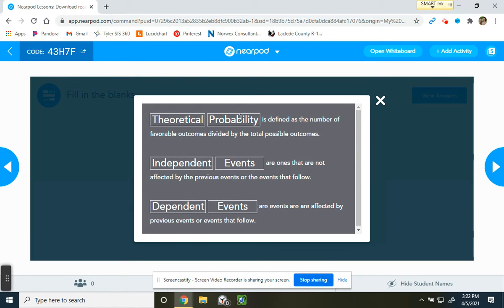Just a reminder, theoretical probability is defined as the number of favorable outcomes divided by the total possible outcomes. Independent events are ones that are not affected by previous events or events that follow, and dependent events are affected by previous events or events that follow.